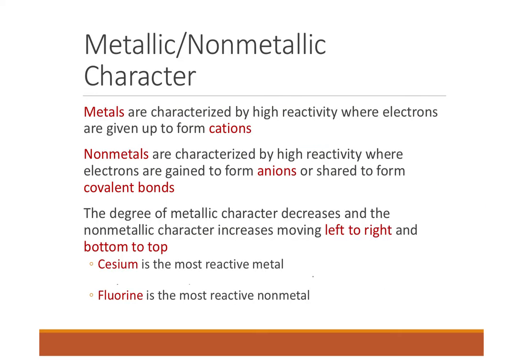All these different characteristics work together to give us the perfect metal or nonmetal. Metals in general are characterized by a high reactivity, where electrons are given up to form cations or positive ions. Nonmetals are characterized by reactivity where electrons are gained, either to form anions or to be shared between nonmetal atoms in covalent bonds. Looking at the periodic table as a whole, the degree of metallic character, or the degree of reactivity to easily give up electrons, will decrease as you move from left to right and from bottom to top, and nonmetallic character will increase in that same pattern.